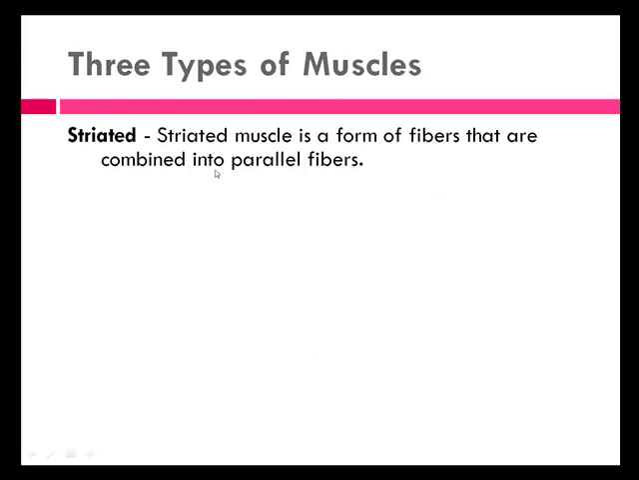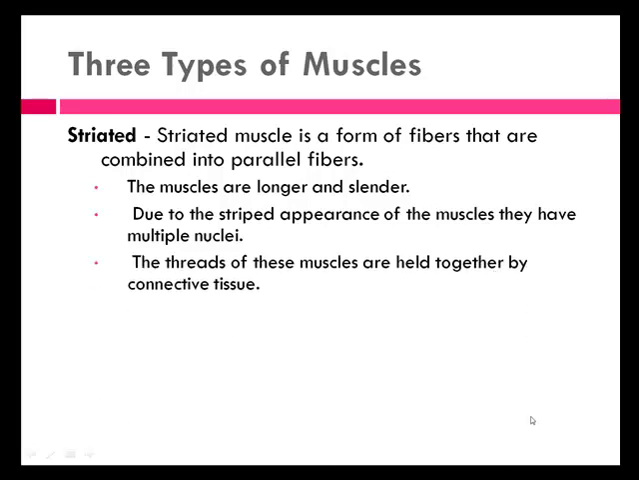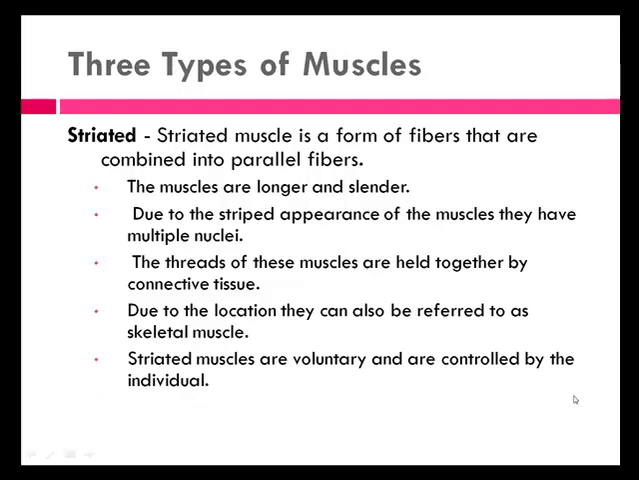So, three types of muscles. We've got striated. Striated muscle is a form of fibers combined into parallel fibers. The muscles are longer and slender, with a striped appearance, and they have multiple nuclei. The threads of these muscles are held together by connective tissue, and due to their location, they can also be referred to as skeletal muscles. Striated muscles are voluntary and are controlled by the individual.